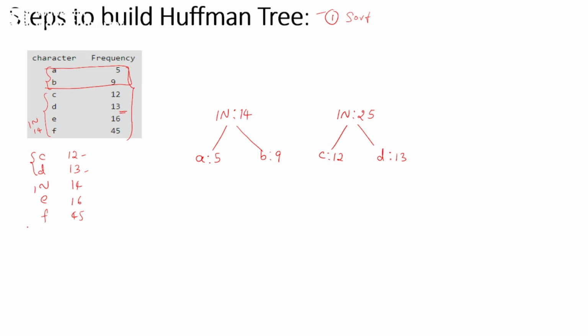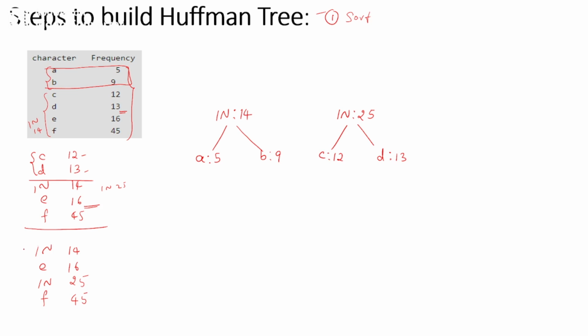Now my new table will be, I need to avoid C and D now. I got inner node with the value 25. So where I need to include it after this, right? So I will write my new table as inner node 14, then comes E16, then comes the new inner node, that is 25, then comes F which is having 45 as the frequency.